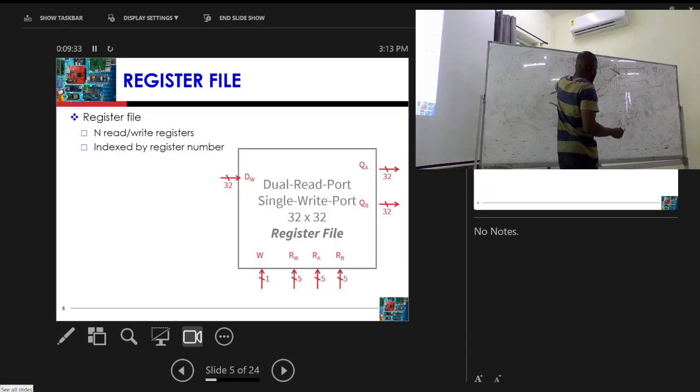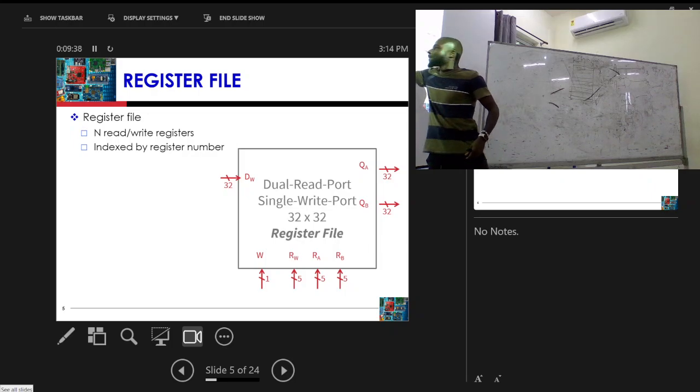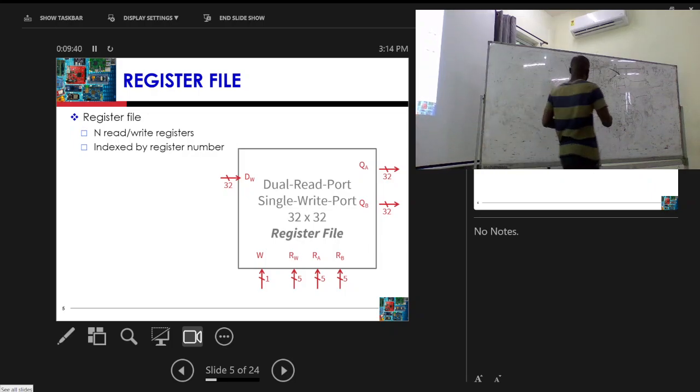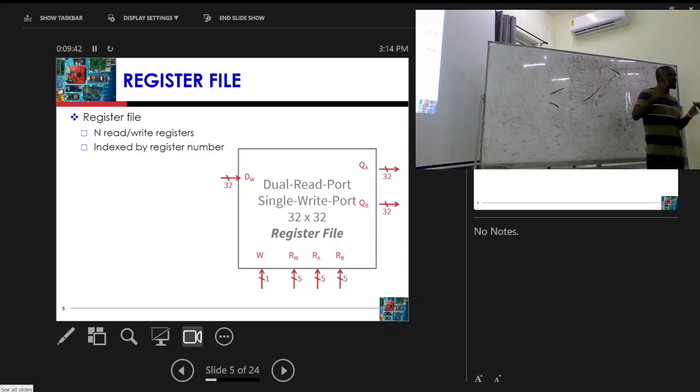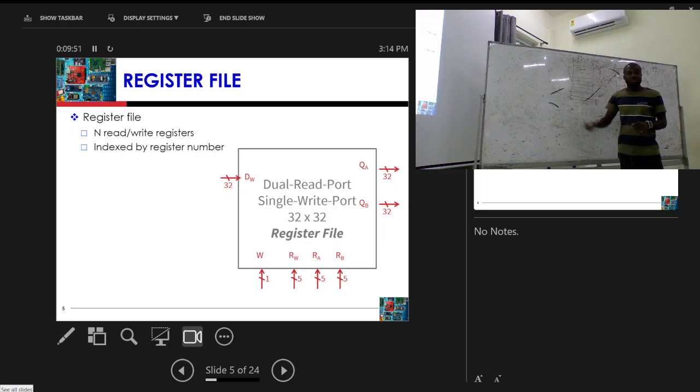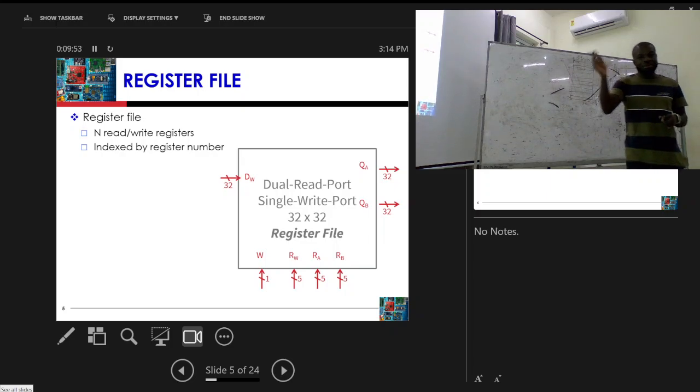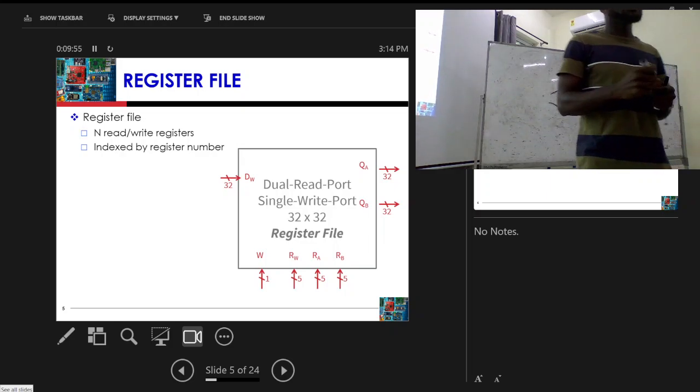Now we have the number of locations inside there. So it means that if I have a 32 by 32 register file, the data width is what? 32. And then the number of registers within that file is 32, so from 0 to 31. Very important. Very easy.